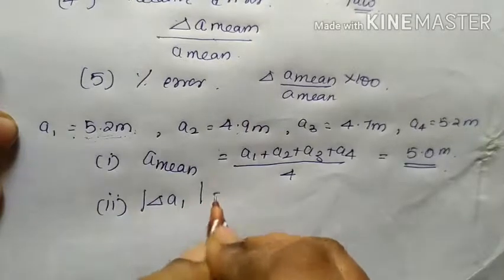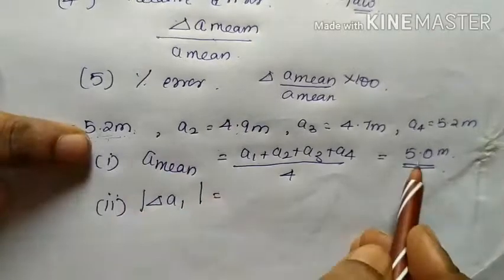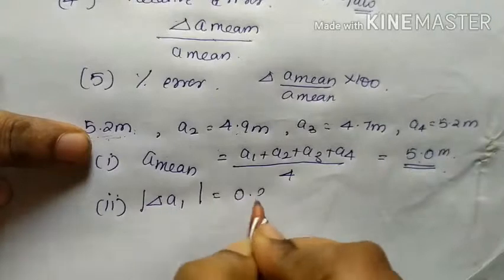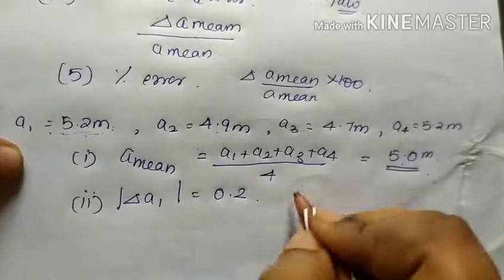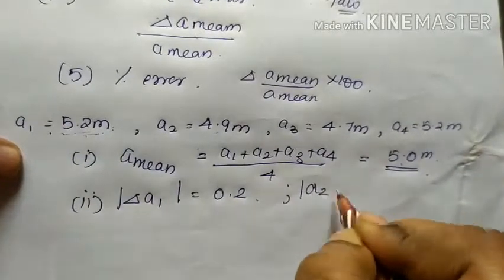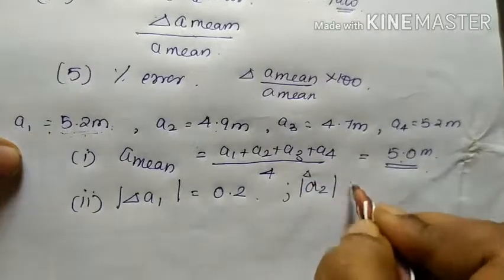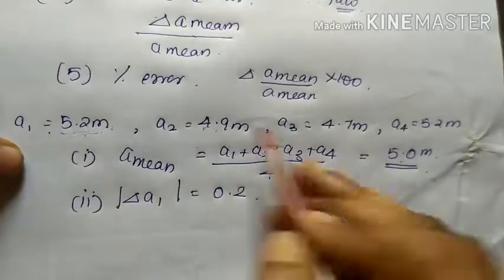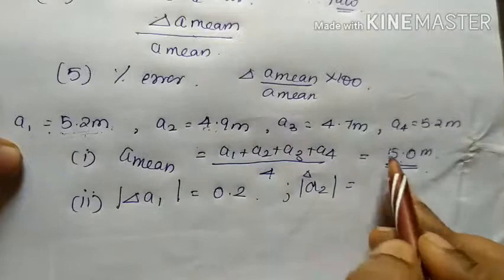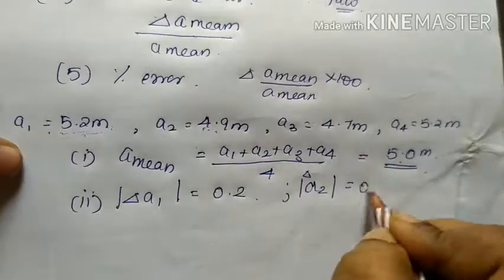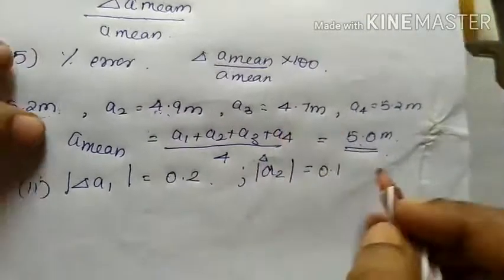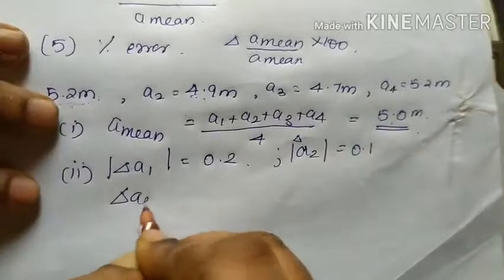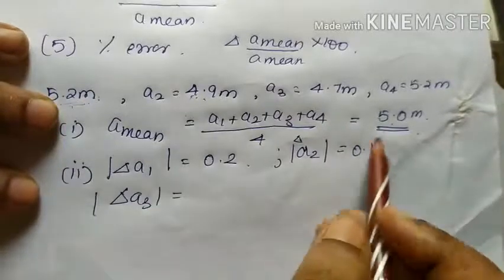It should be more or less plus, right? So the difference between these two is 0.2. What is delta A2? That is equal to the difference between the true value and the measured value. That is how much error is there? 0.1. Similarly, delta A3 absolute is what?